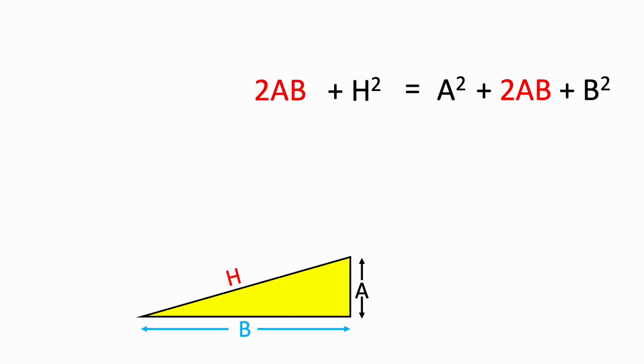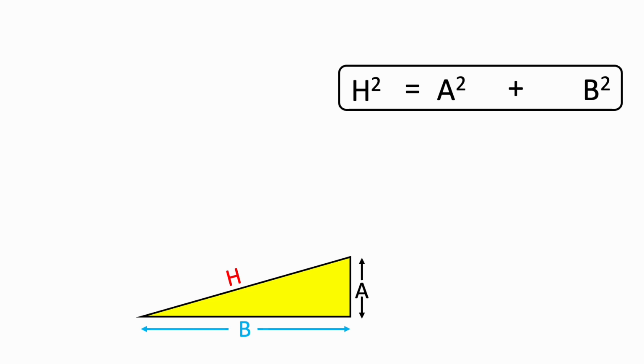Well, we've got a 2AB on both sides of that, so we can just take that away from both sides, leaving us with H squared equals A squared plus B squared. Now, thinking about what the A, B and the H were, the A, B and the H were just the 2 shortest sides of a right-angled triangle, the A and the B, and then the H was the hypotenuse, the longest side. So in other words, we're saying that for a right-angled triangle, A squared plus B squared is equal to H squared, where H is the hypotenuse and A and B are the 2 shorter sides.